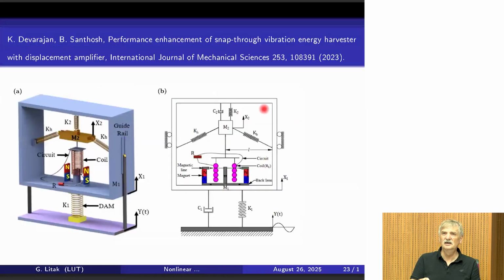This was another paper in the same direction. So this was also an electromagnetic system. You see, but it looks like a larger electromagnetic system. Even the size of the magnets is considerable with respect to the system, the coil and so on. So you have the coil which is moving.